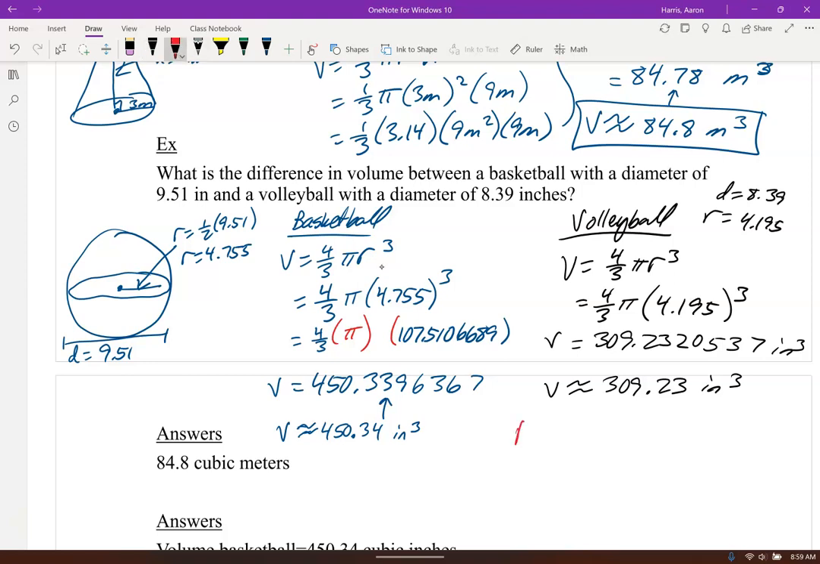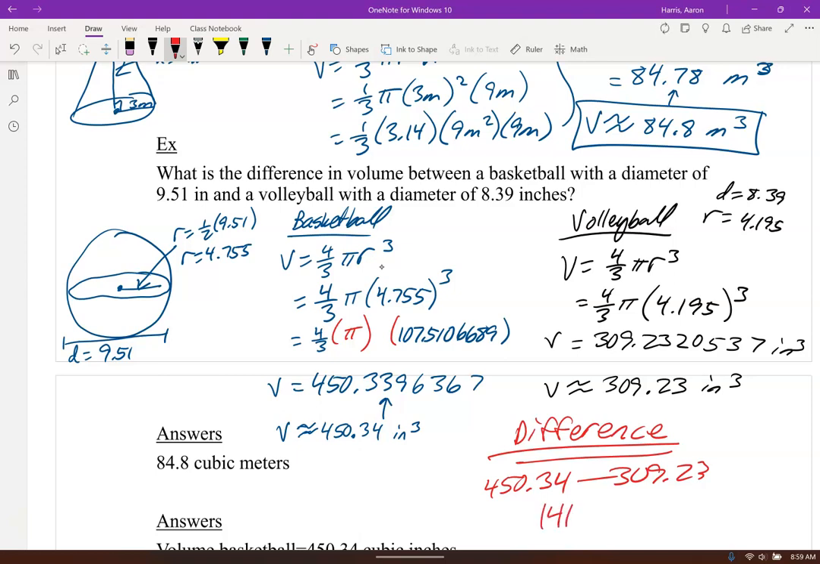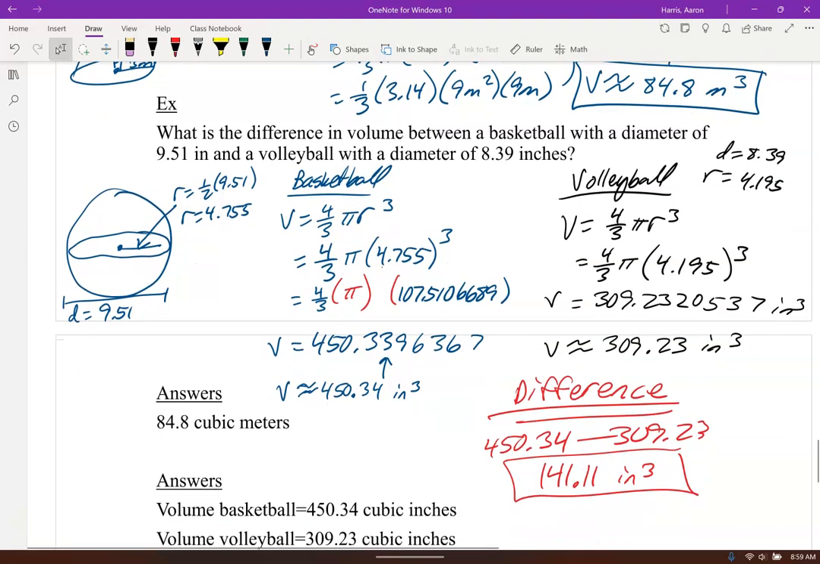So the difference, on this one they ask you to find the difference, in other words subtract them between the two. So 450.34 minus 309.23. You get 141.11 cubic inches. That's how much bigger the basketball is than the volleyball, right? The basketball is 450.34 cubic inches. The volleyball is only 309.23 cubic inches. So the difference between the two is 141.11 cubic inches.